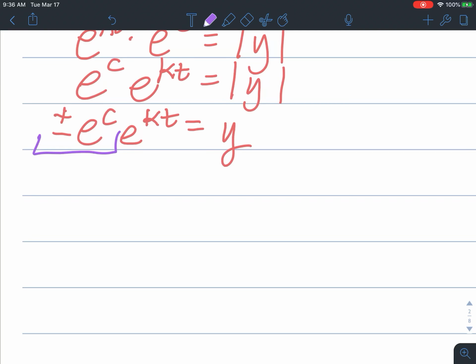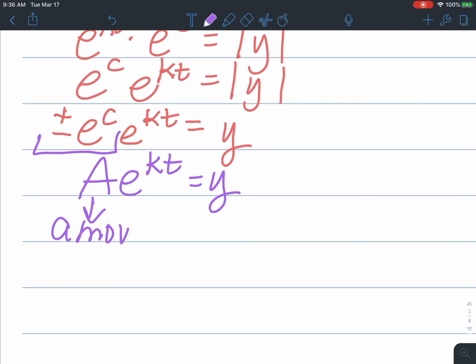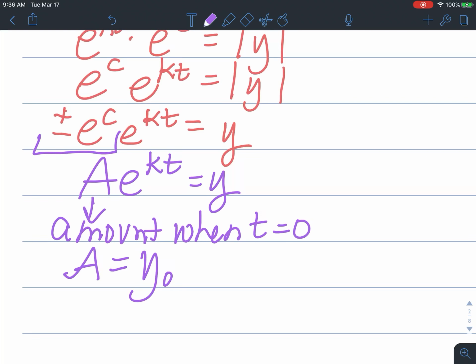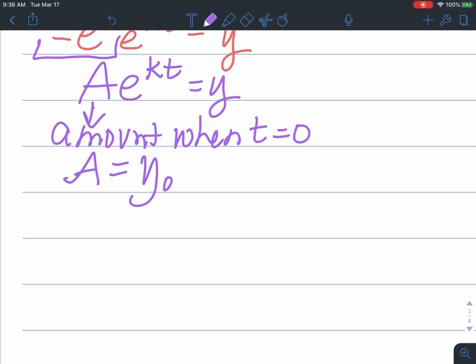This, though, is just some constant. It doesn't really matter what it is, and oftentimes it's called a. But what a represents is the amount of whatever you're talking about when t is 0. So we're actually going to refer to a as y sub 0, the initial y value. And so here's our exponential equation.